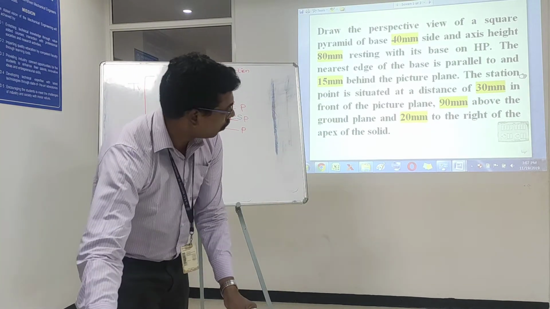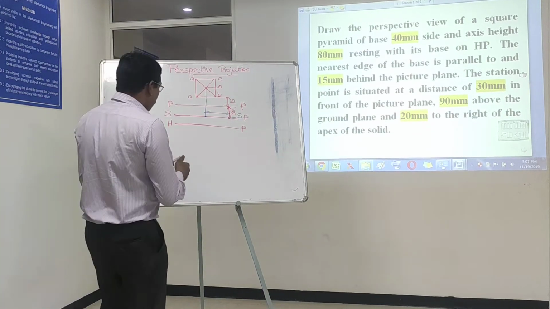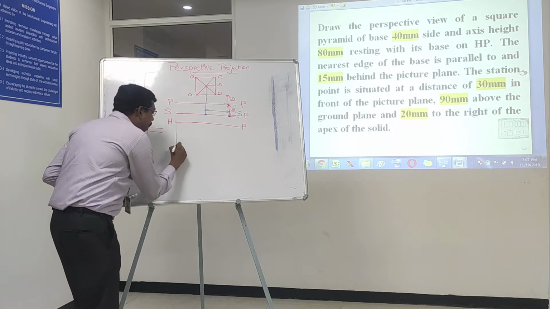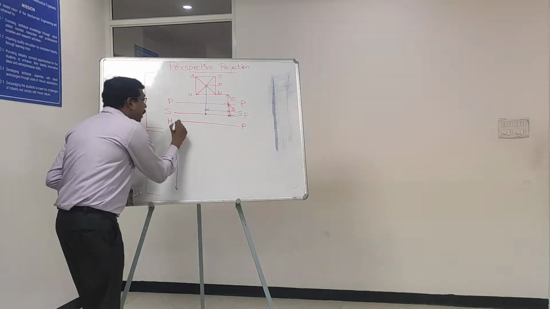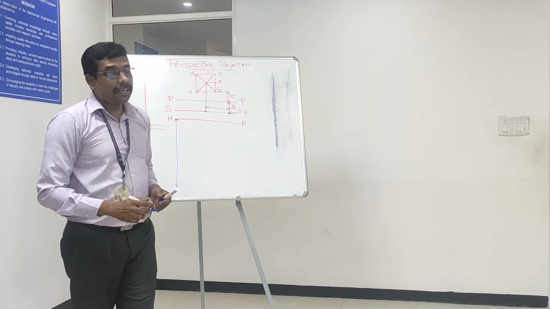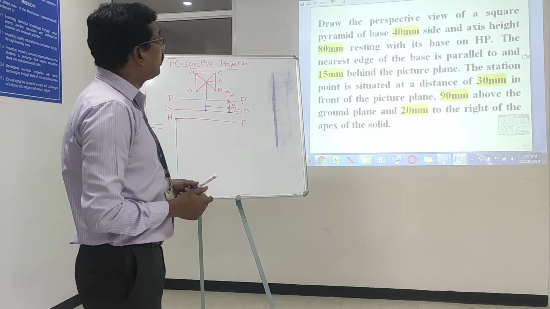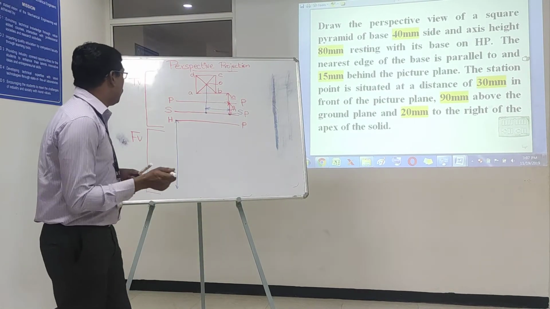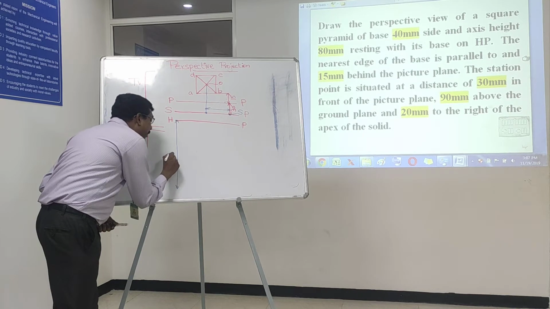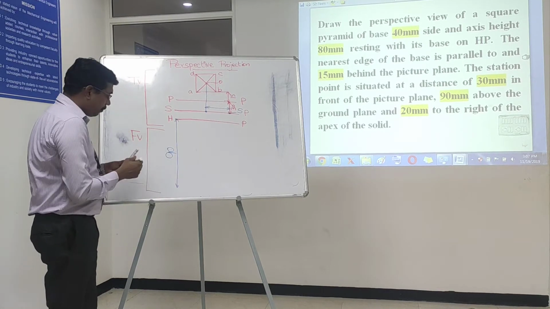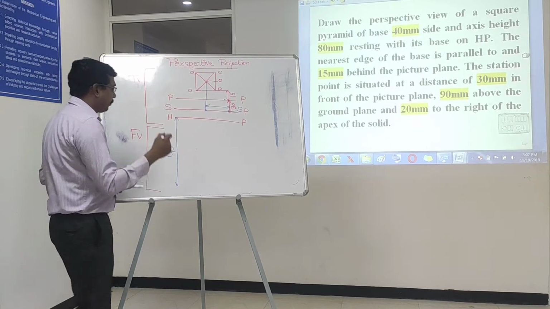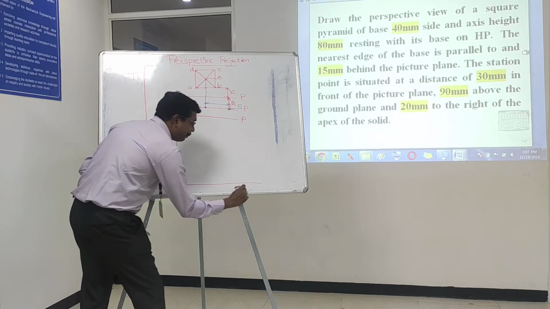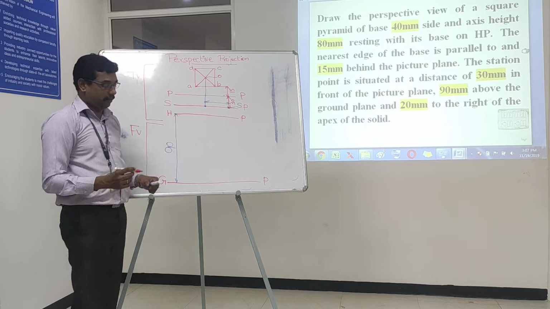Right. So after making the horizon plane we have to find the distance between the horizon plane and the ground plane, and from the data given in the problem the distance between the horizon plane and the ground plane is 90 mm, right? So at a distance of 90 mm, we have to make a parallel line to represent the ground plane this way. This can be taken as GP, right? GP is ground plane, right?